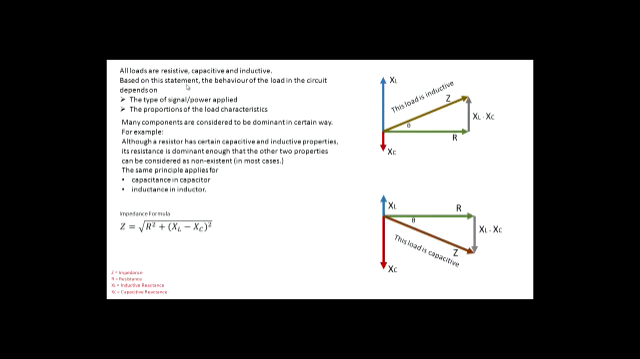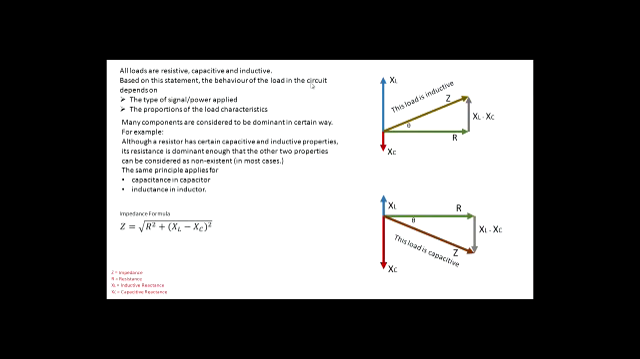Now, based on this statement, the behavior of the load in the circuit depends on the type of signal or power applied and the proportions of the load characteristics. Many components are considered to be dominant in a certain way. For example, although a resistor has certain capacitive and inductive properties, because a resistor is going to have certain capacitance because some of the electrons are going to be stored in a certain way. There's going to be some residue wherever it is because it's a physical object. And it's also going to have certain inductance. However, the inductance and the capacitance in the resistor are so insignificant that we basically just ignore them and we just concentrate on the resistance of the resistor. Okay?